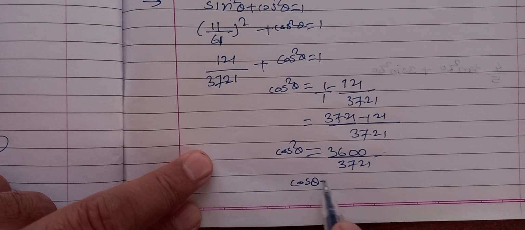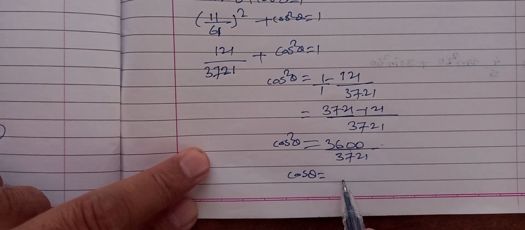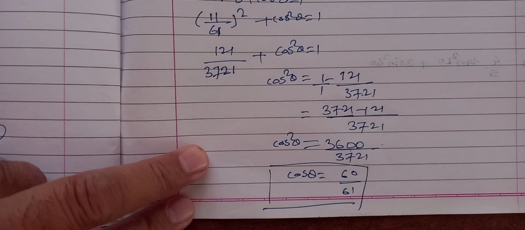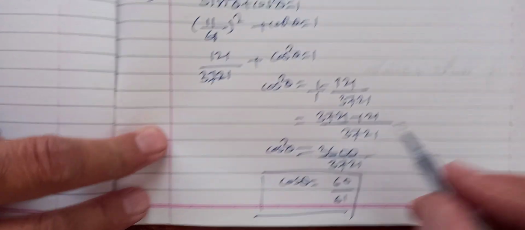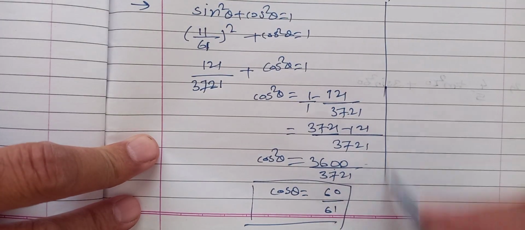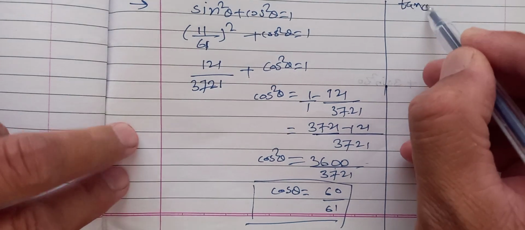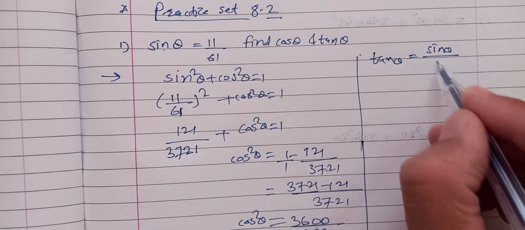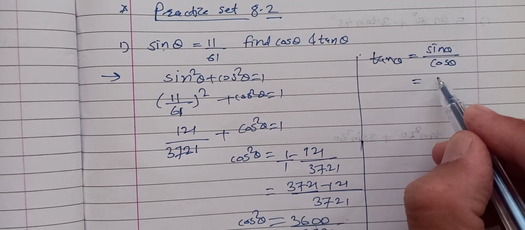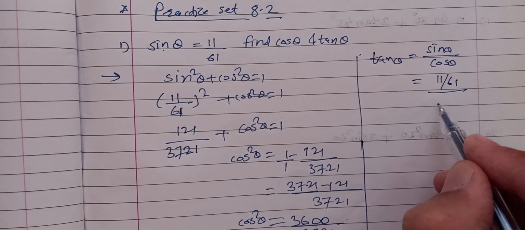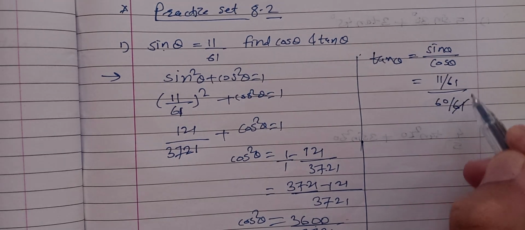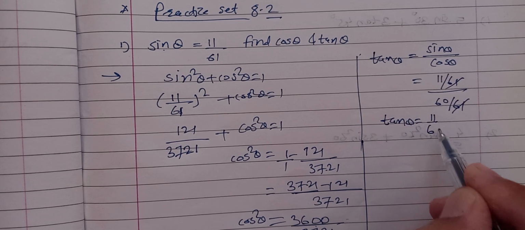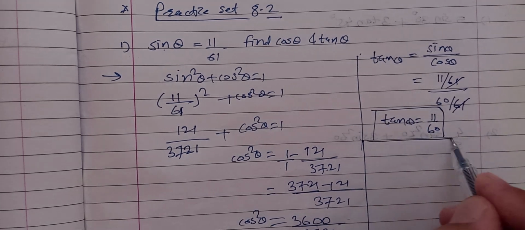So what is cos theta then? Square root of this. The root of 3600 is 60 and the root of 3721 is 61. So this is the value of cos theta. Okay, so easily you can find tan theta using this. Tan theta means the ratio of sin theta upon cos theta. Sin theta is 11 upon 61 and cos theta is 60 upon 61. 61 cancels. So tan theta is equal to 11 upon 60. This is one of the methods.